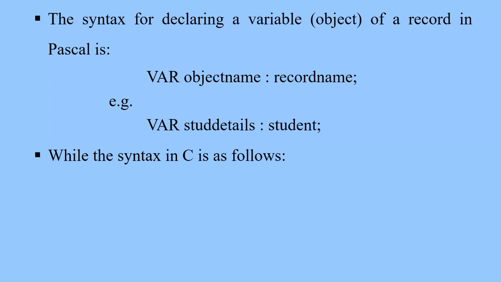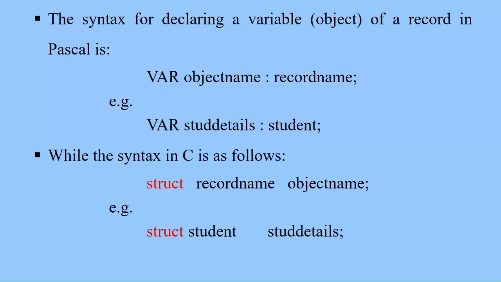While the syntax in C is as follows. It is struct record name followed by object name. For example, struct student details. Remember, student details is the variable, while student is the data type. And we use the reserved word struct.